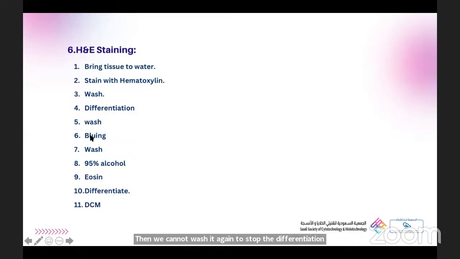Then we do the bluing. Then we wash it and immerse it in 95% alcohol, especially when we are using alcoholic eosin. Then we immerse it in eosin, then differentiate it and dehydrate in ascending concentrations of alcohol, then clear with xylene, mount it in the mounting media, and cover it.